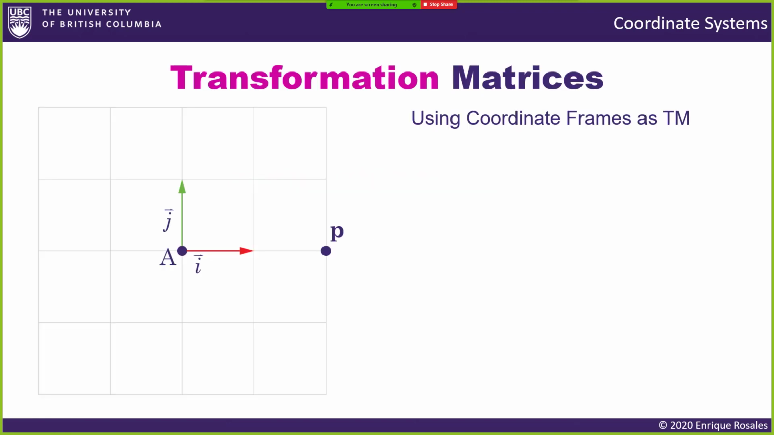So now let's see how we can use a coordinate frame as a transformation matrix. Let's imagine that we have this coordinate frame A, and we have I and J. They are both unitary vectors, of course, because they are in their own world. And they are orthogonal between them. And we have point P.